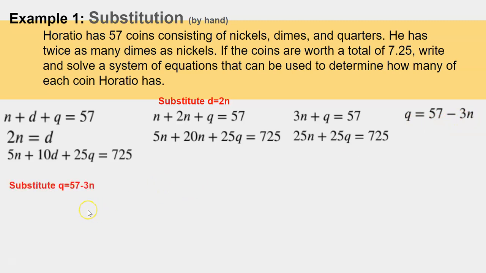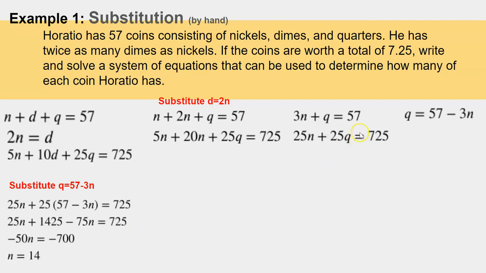So I'm going to substitute q equals 57 minus 3n into just the other equation. So I'm going to substitute this equation in the other equation. All right. So here is 25n plus 25 times what q is equals 725. And we're going to distribute the 25, and then we're going to simplify. 25n minus 75n is a negative 50n. All right, we're going to subtract 1425 from both sides. That's where that negative 700 came from. Divide both sides by negative 50, and you're going to get n is equal to 14.